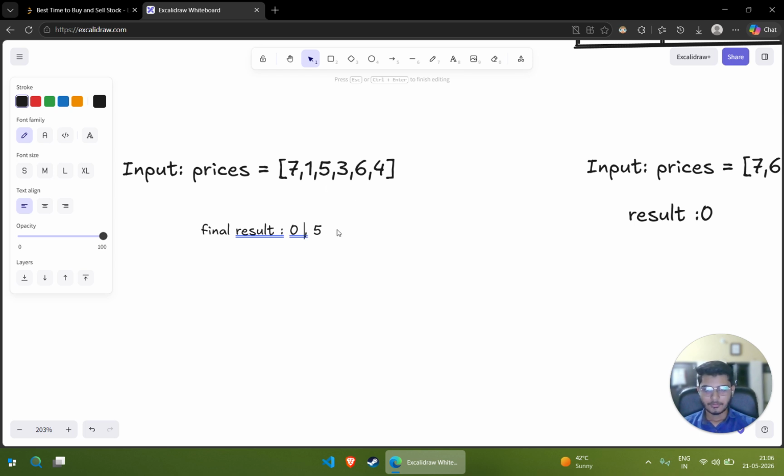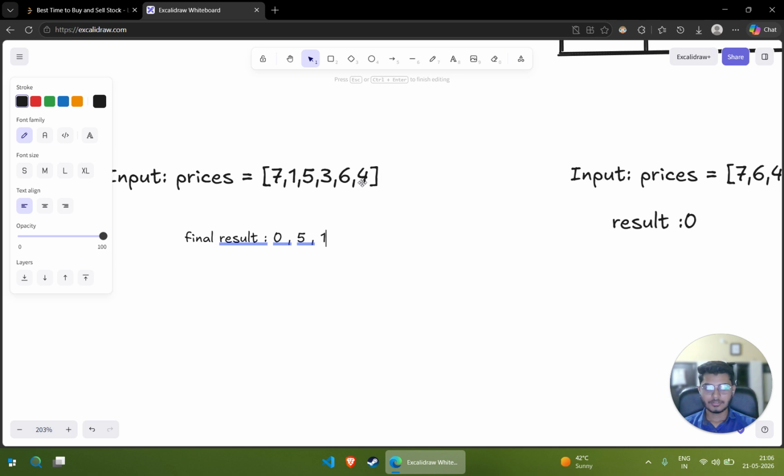And for the rest, if I take 5 and try to sell, I can only sell at the 6. I cannot go back in time, as I mentioned before. That's the main point of this question. So if I take 5, I can only sell at 6. 6 minus 5 is 1, and so on.